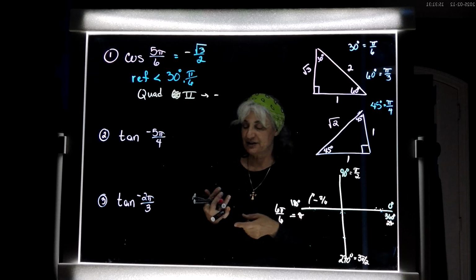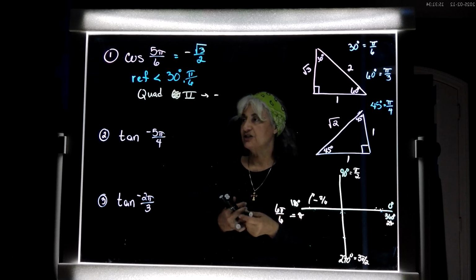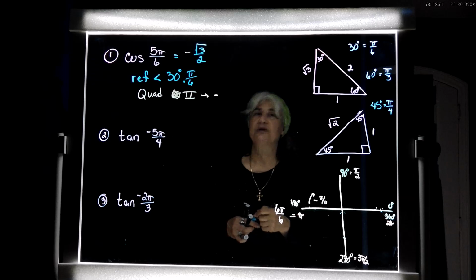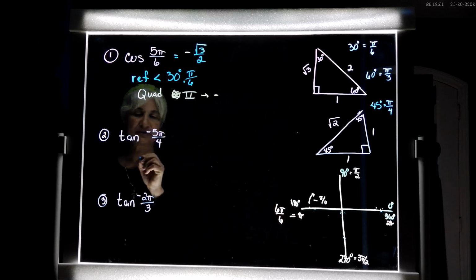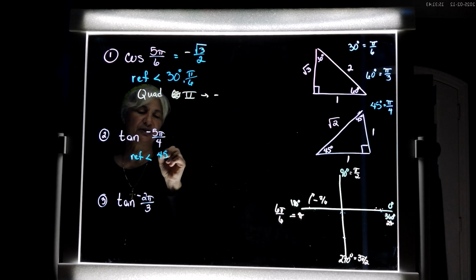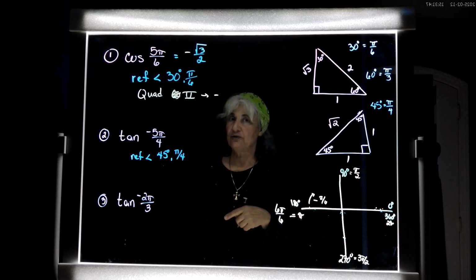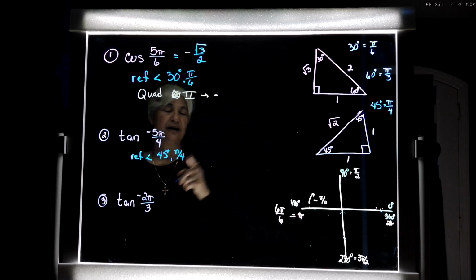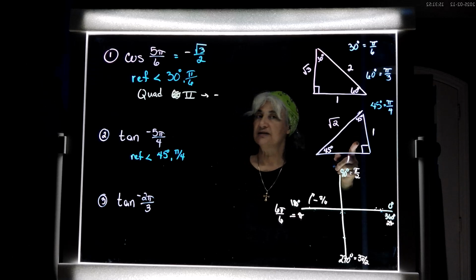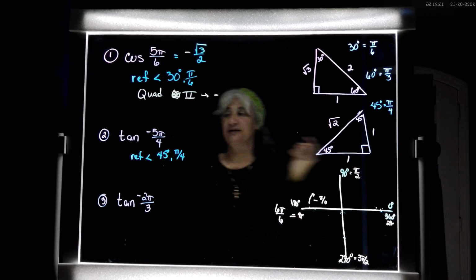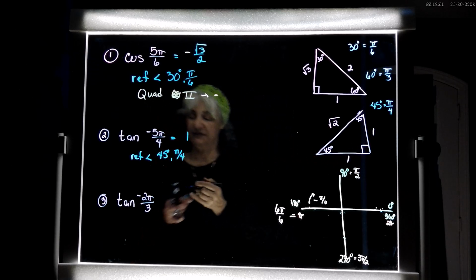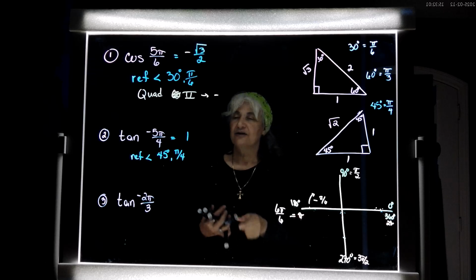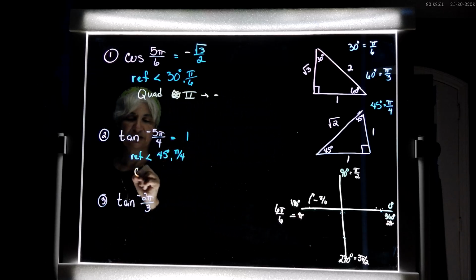Number 2, let's talk. We're talking about tangent of negative 5 pi over 4. Okay, first things first. Good. Reference angle is 45 degrees or pi over 4. Got it. Now, tangent of 45 degrees. Opposite over adjacent. So this is just a 1. Lovely.